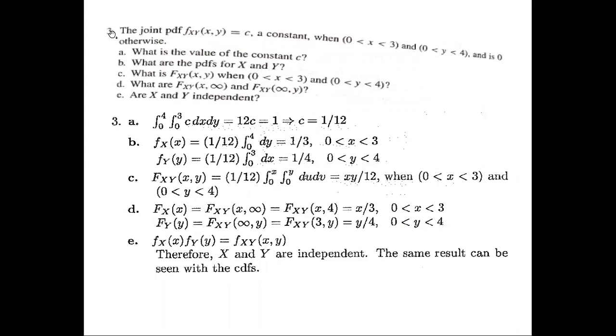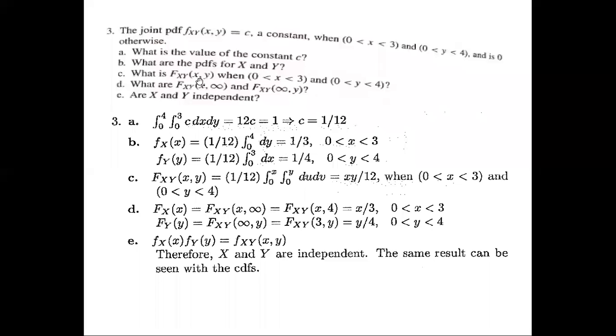In chapter 3, exercise 3, take the joint PDF f_XY(x, y) equal to a constant c. The bivariate PDF is a constant c for x between 0 and 3 and y between 0 and 4, and is 0 otherwise. What is the value of the constant c? What are the PDFs for x and y?